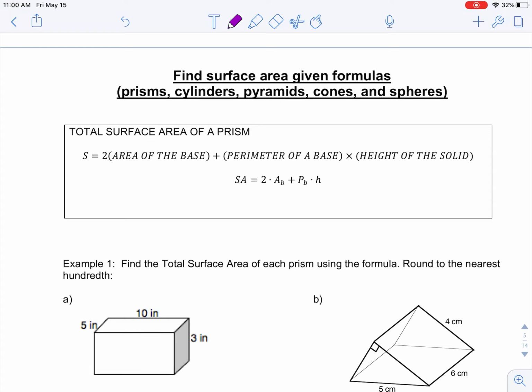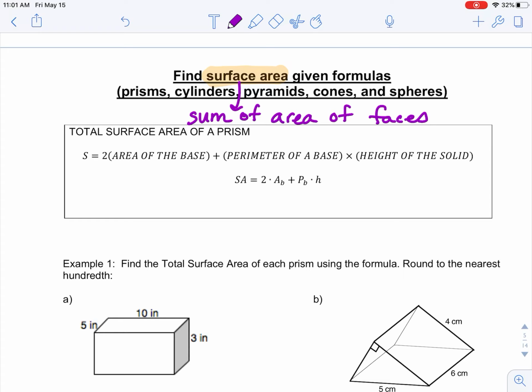We are on page 5. So on page 5 today, we're going to find the surface area given the formulas. Okay, so what is a surface area? The surface area is the area of all your faces added together. So it's the sum of the area of your faces. And depending on the shape, there's different formulas for each one.